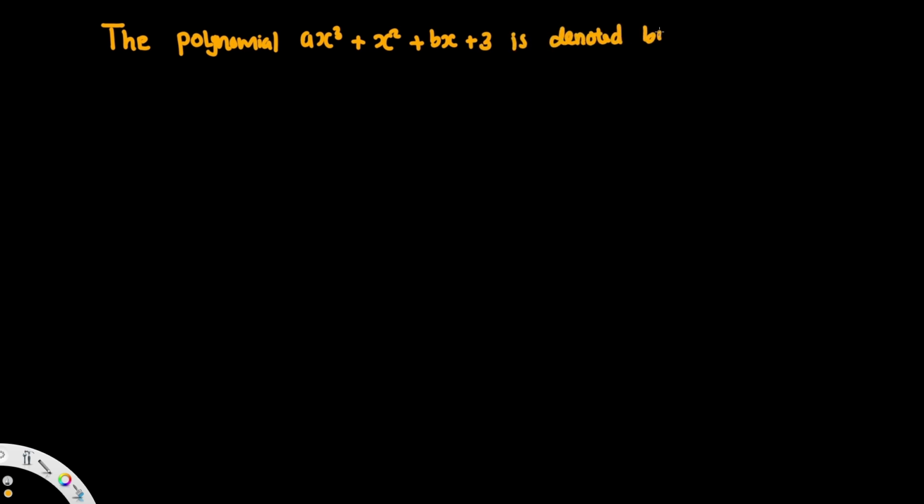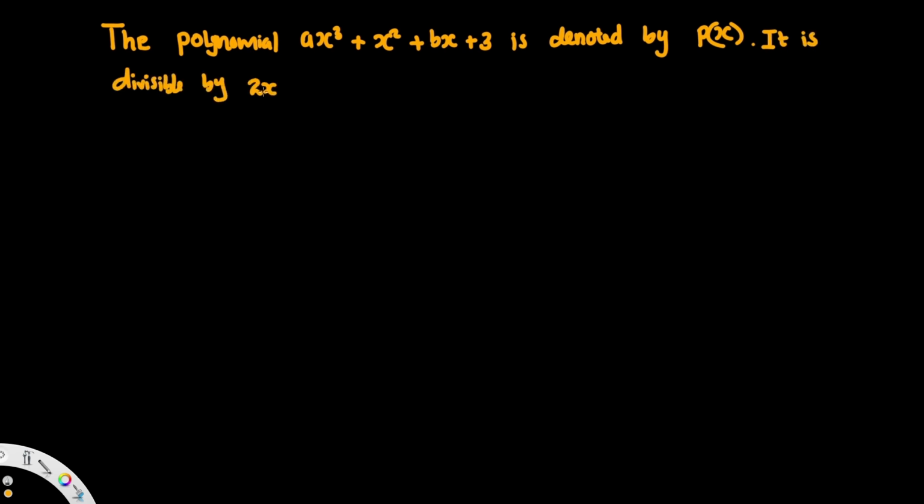In this video, we're going to look at how to use the factor theorem as well as the remainder theorem in order to find a missing constant in a polynomial. So stick and watch to the end so that you can learn how to do these particular questions.